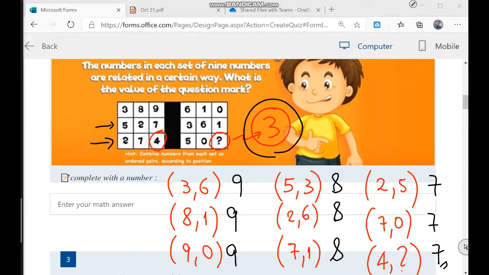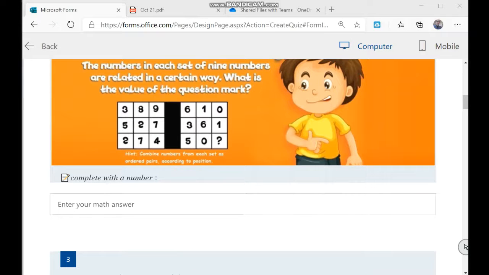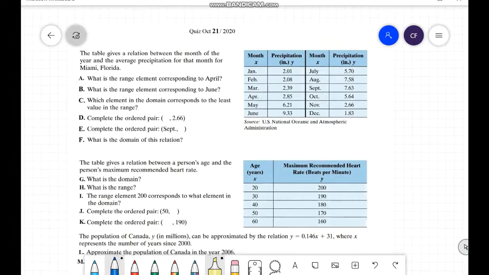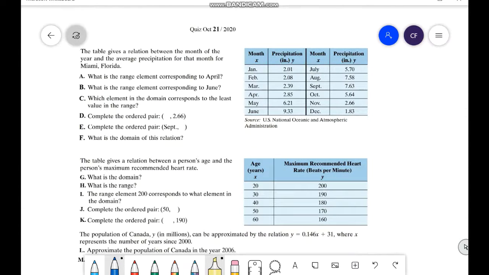Let's work on our quiz now. That's what we are waiting for, right? We are waiting for the quiz. So let's work on the quiz. And moving on, the answer here is going to be 3. And that is our quiz for today. Very simple. We just need to apply the knowledge that we have about relations, domain, and range.